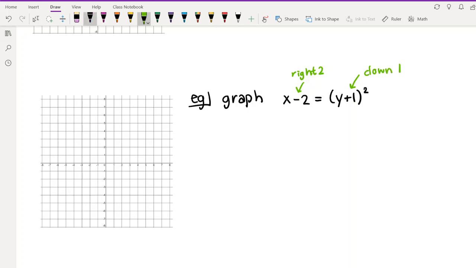So we can draw this. What is this going to look like? Generally speaking, it's going to be a sideways parabola, because it's y that's getting squared rather than x. And so the vertex is going to be right 2, down 1. So it's going to be here. And then there's no stretch there. If there's a number here like 3 or 2 or something, then we would have to draw the shape differently. But because there isn't, we can just do that same shape that we did in the last one. So it's going to look something like this. All right, so that is it for today.